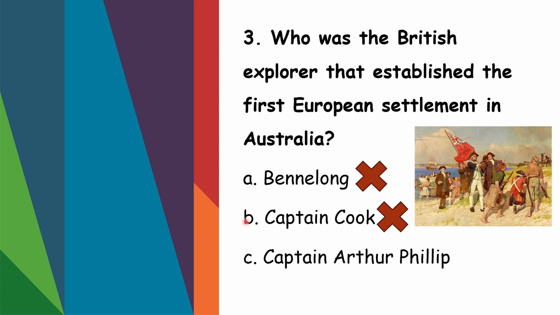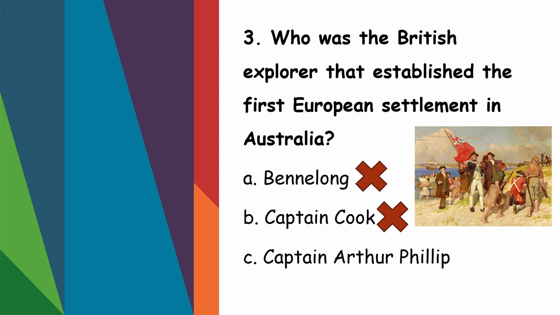B. Captain Cook. In 1770, Captain James Cook and his crew landed at Botany Bay near Sydney. The crew stayed in the area for 8 days. It wasn't until 18 years later that the first fleet came to Australia in 1788. So even though Captain Cook was the first European to land in Australia, the question is asking who established the first European settlement. Since Captain Cook did not stay to live in Australia, we know that B is not the answer.